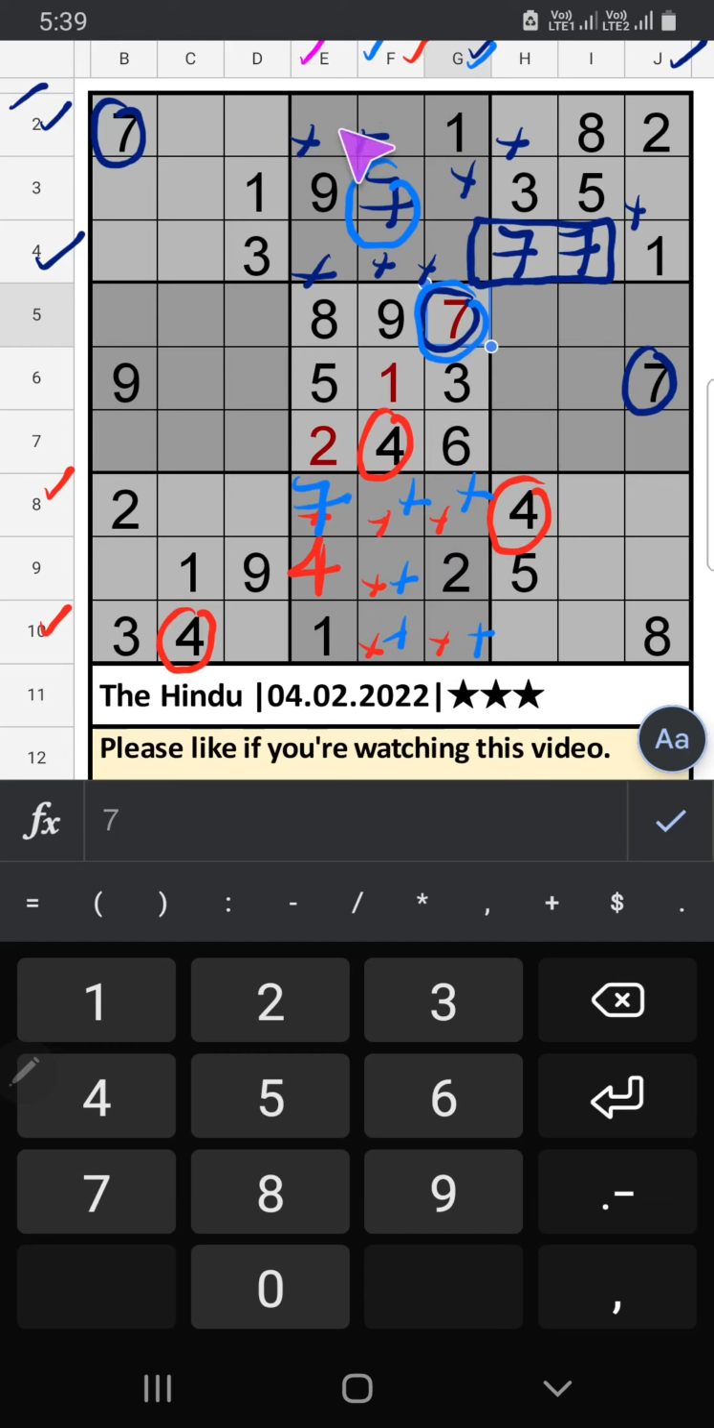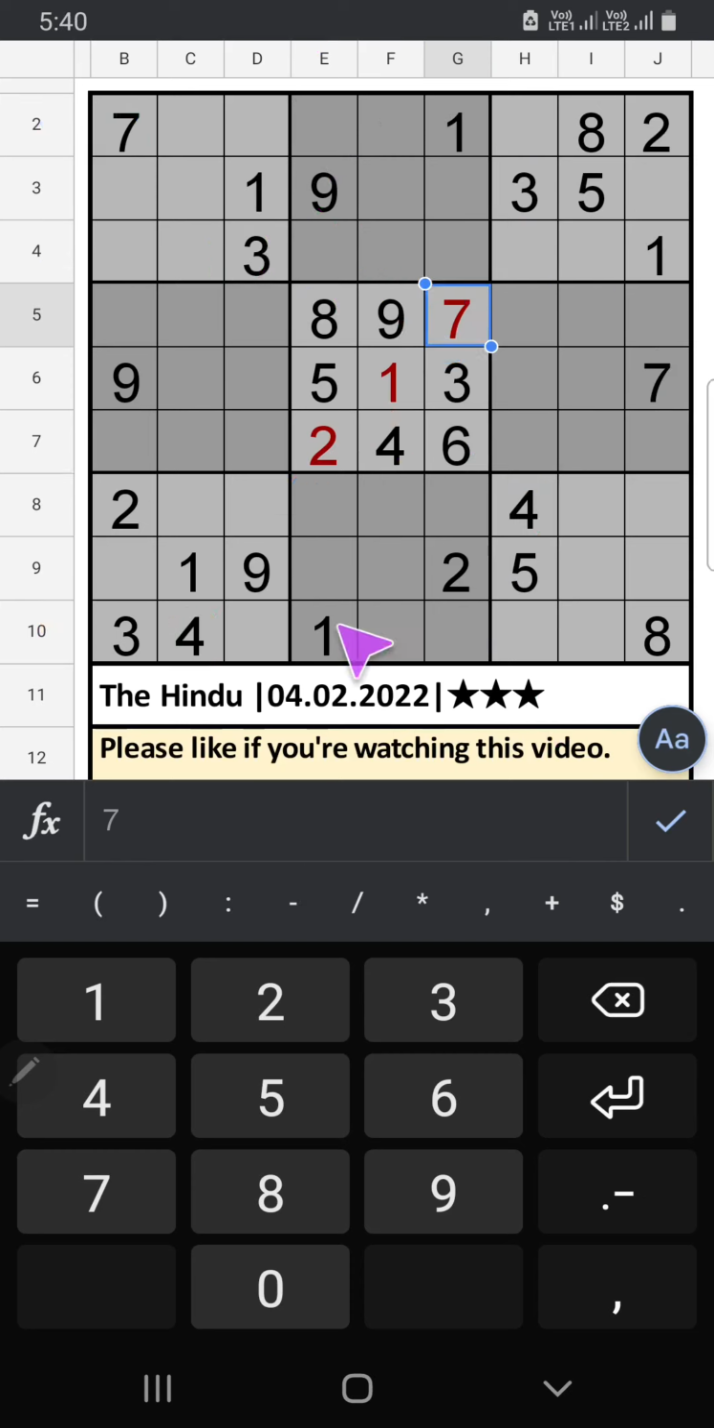Column E, 2 numbers are remaining, 3 and 6. Fourth row we have 3. So 3 can't come in this cell. 3 is confirmed here. Then 6 is here. Column G and second row we have 2. So 2 can't come in these cells. Then 2 is confirmed here.